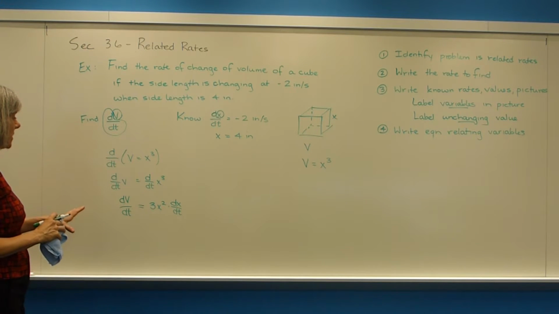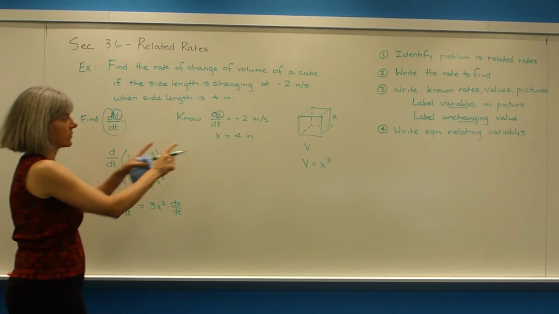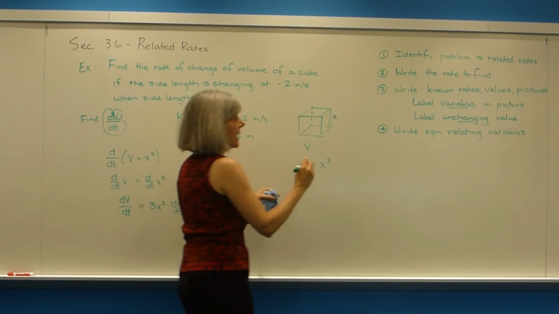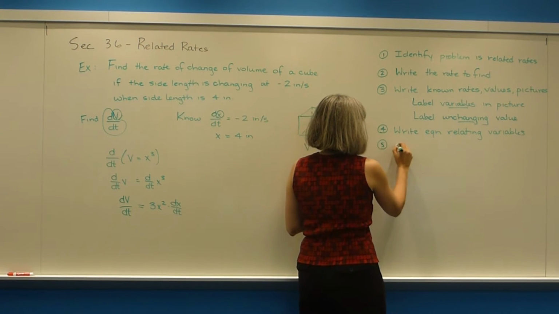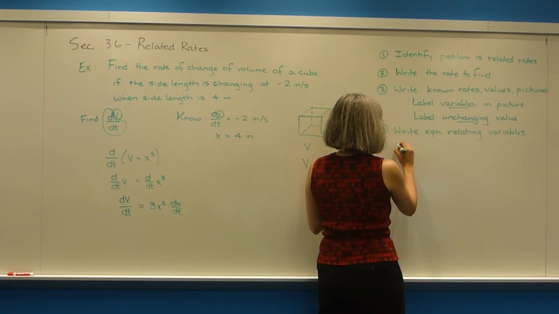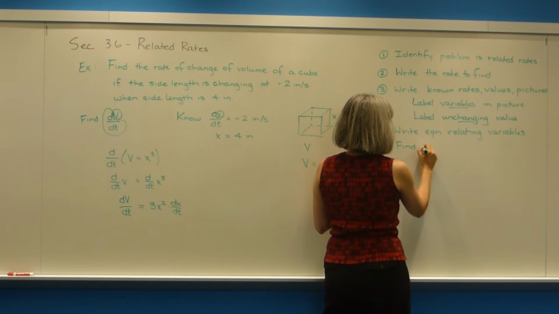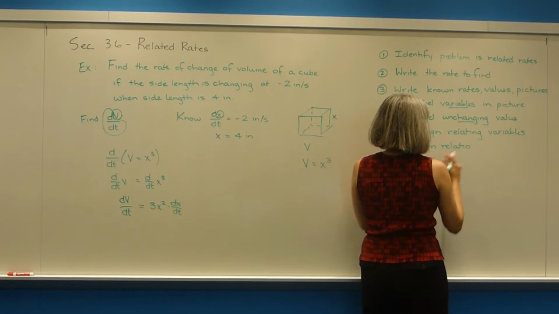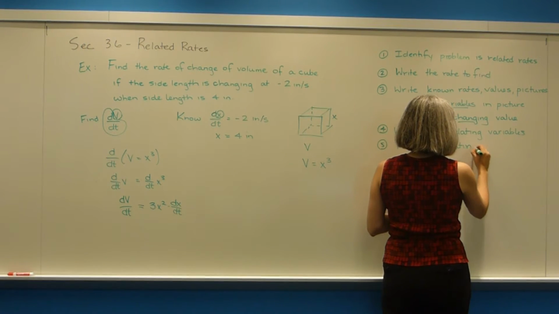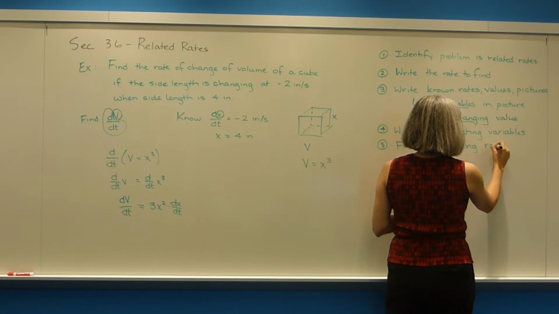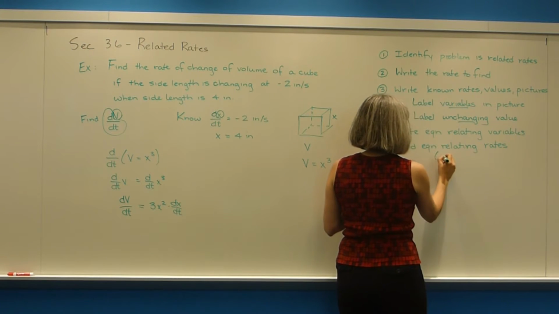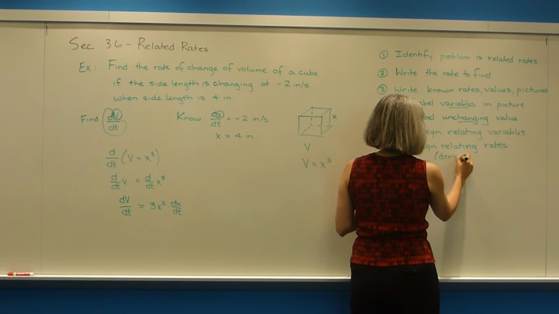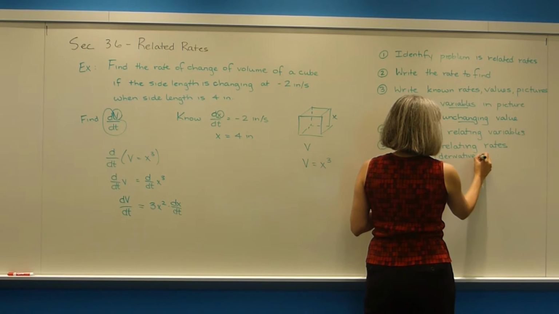Okay, so now what do I know? I have written an equation that relates the variables, and now I have written an equation that relates the rates. And we do that through the derivative, using implicit differentiation.